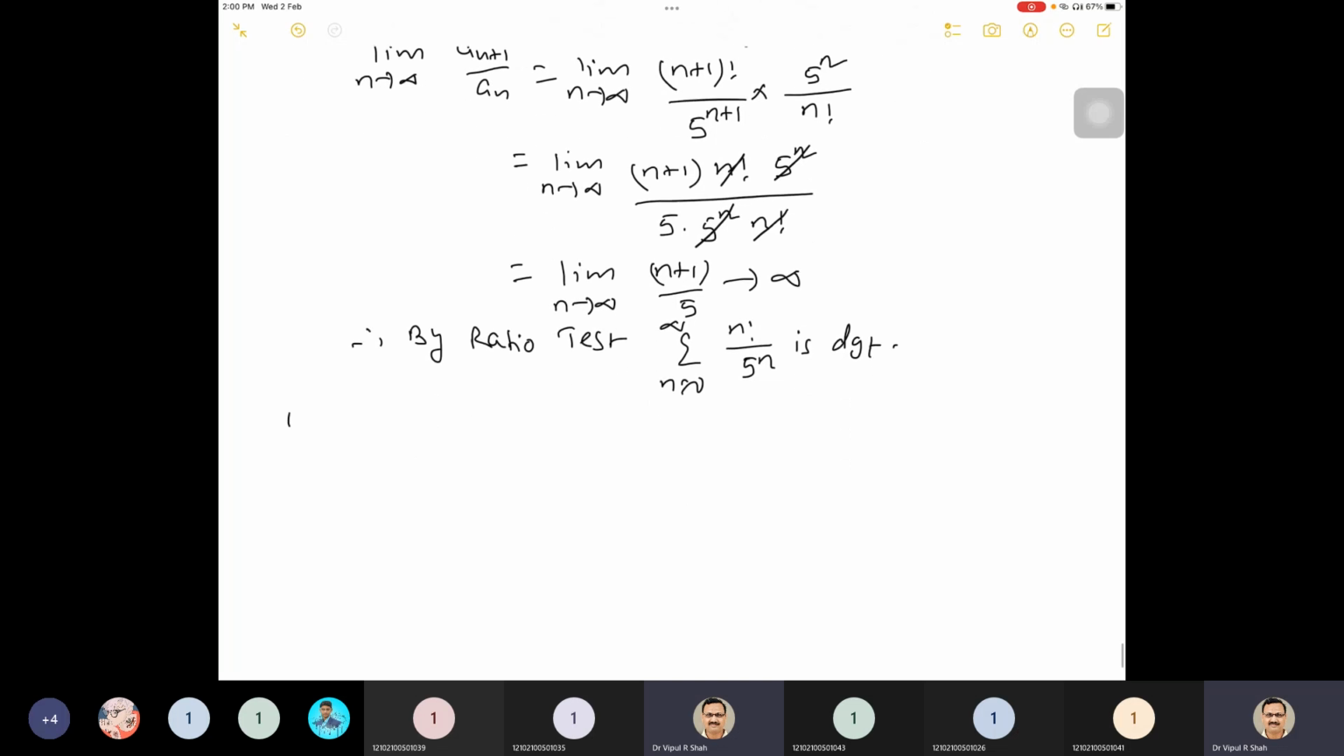Let us have one more example. Check for convergence. Sigma n equal to, say, 2 to infinity n square upon (2n minus 1) factorial.